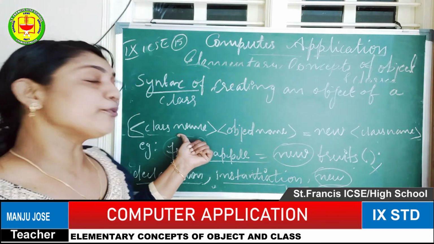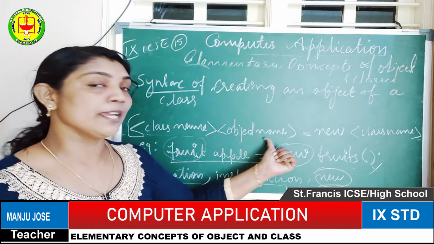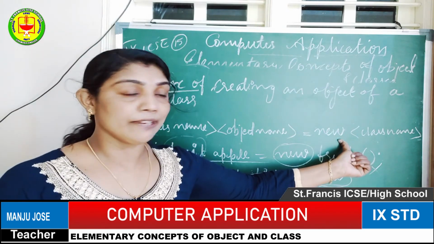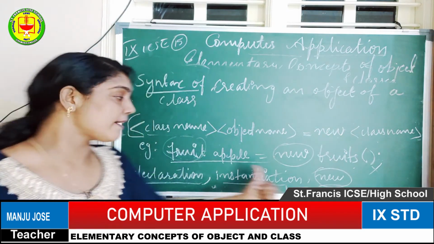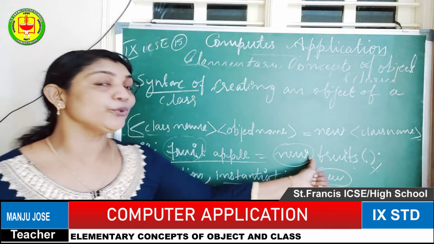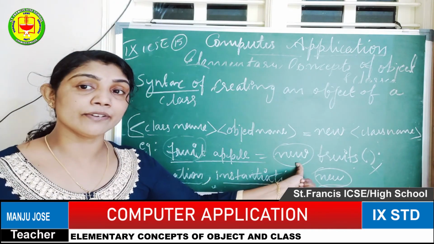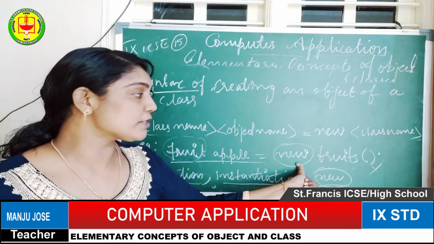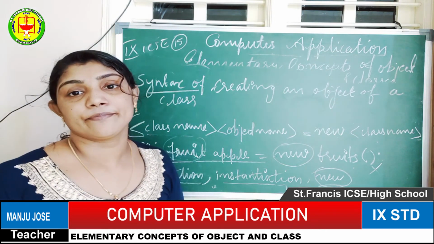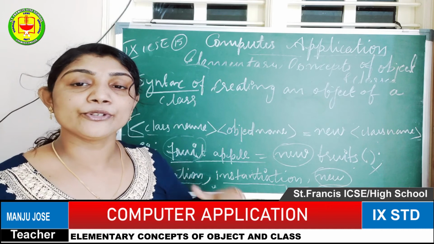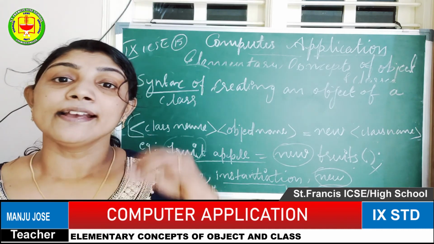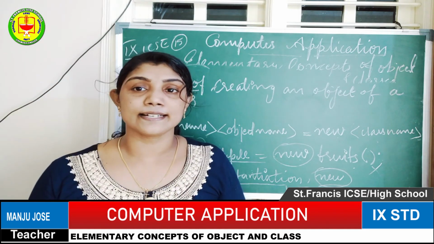First we give the class name, then the object name equal to the new keyword, then the class name. Example: fruit apple equal to new fruits. So fruit is a class, apple is an object, and new is a keyword. It is used for providing space for the fruit class. This is the way we create an object in a given or existing class.